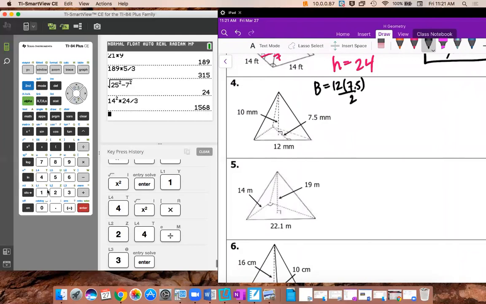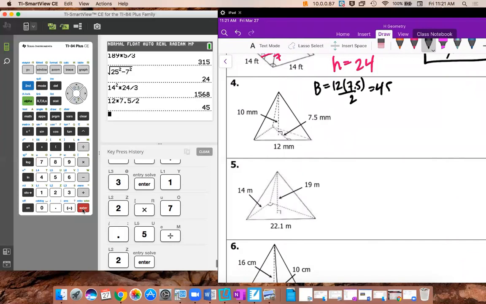So 12 times 7.5 divided by 2 is 45. So area of our base is going to be 45 millimeters squared. And then they give us the height of our pyramid, so we don't need to worry about that. So now we can just find the volume.